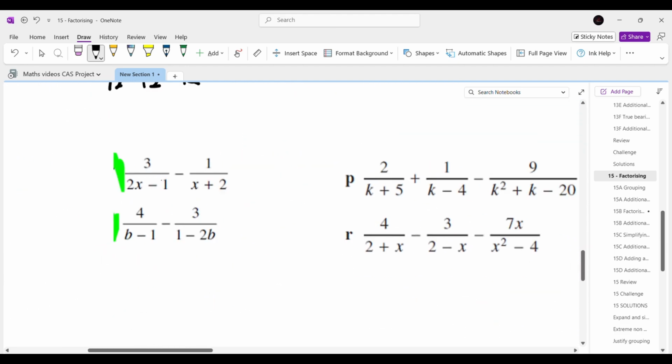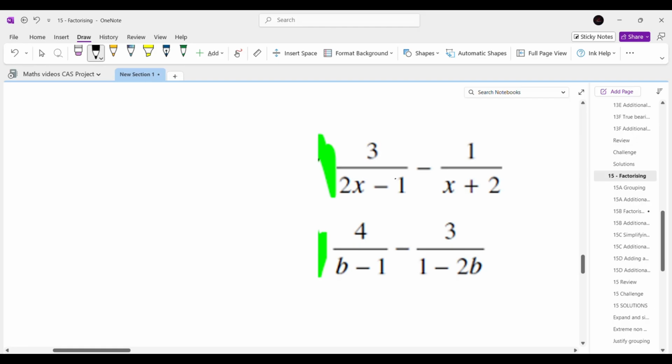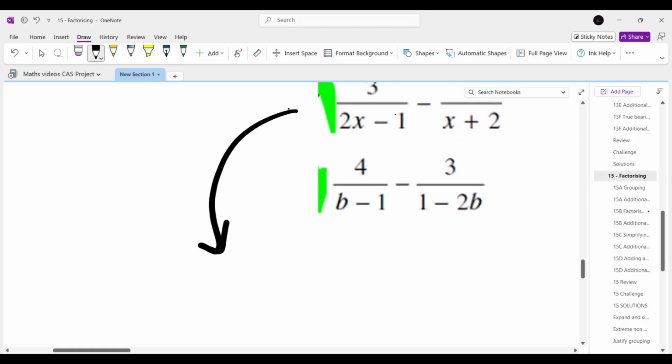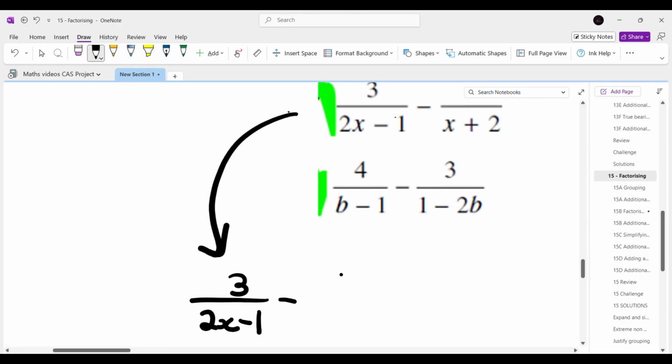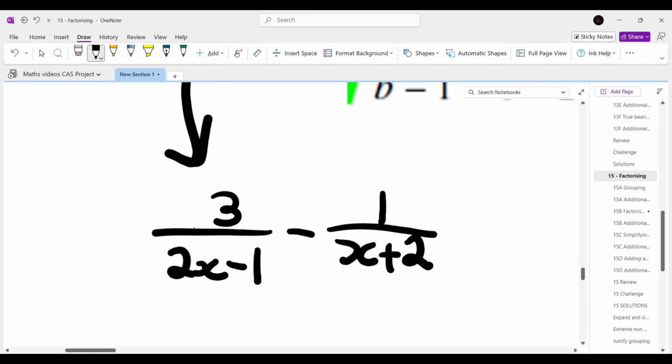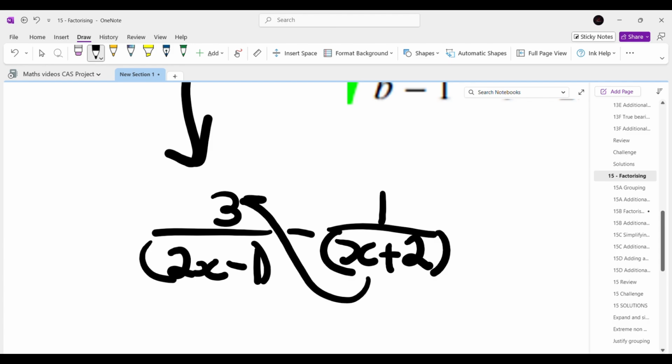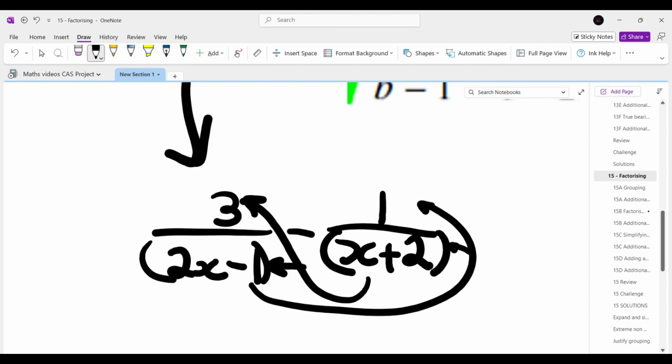So I'm just going to walk you through a few of these. So we can try this one up here. So we have 3 over 2x minus 1 minus 1 over x plus 2. Okay, so now what we need to do is these don't really share a common factor, so we're just going to multiply the numerator and the denominator by x plus 2 on this side. We're going to multiply the numerator and denominator by 2x minus 1 on that side.